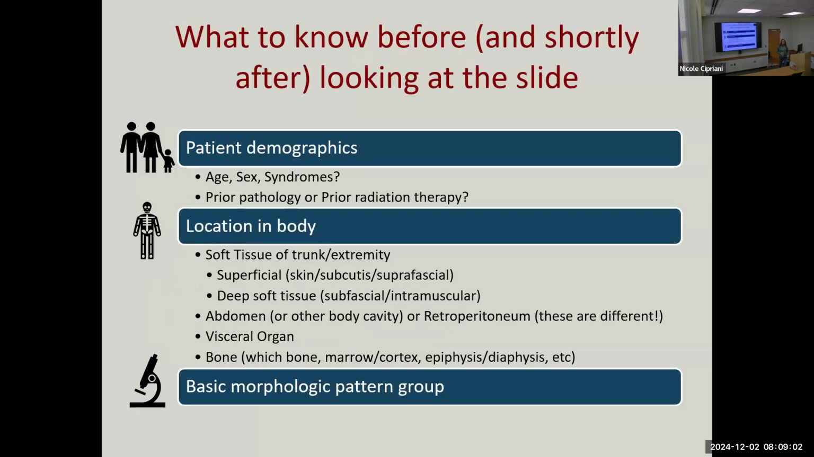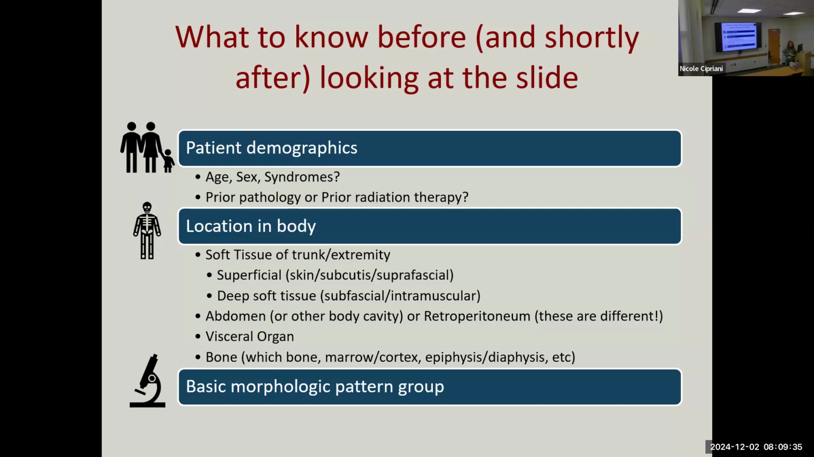So for every mesenchymal tumor, sarcomas are rare, right? But benign lipomas, et cetera, are common. So we want to be able to, by looking at demographics, location in body, and basic morphologic pattern group, sift these things into our differential diagnostic frameworks, right? We always want to think about things like age, sex, potential underlying genetic syndromes.